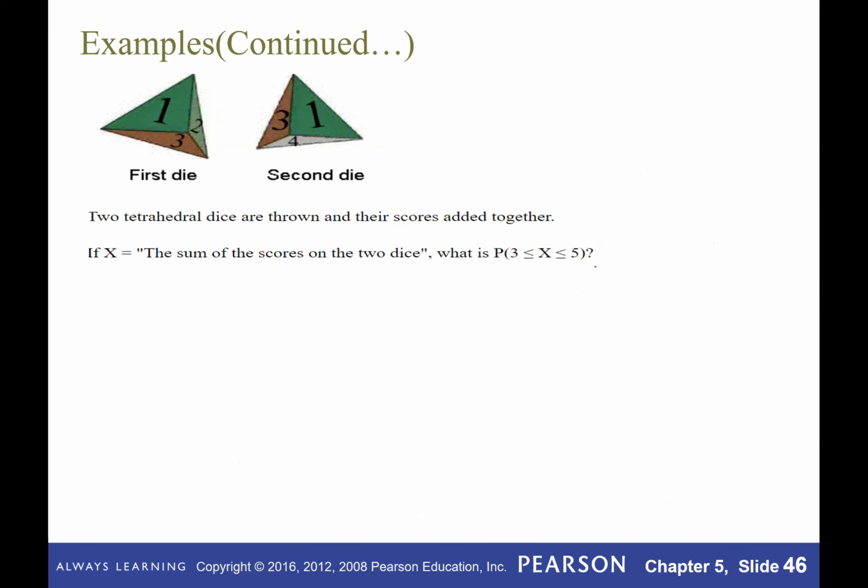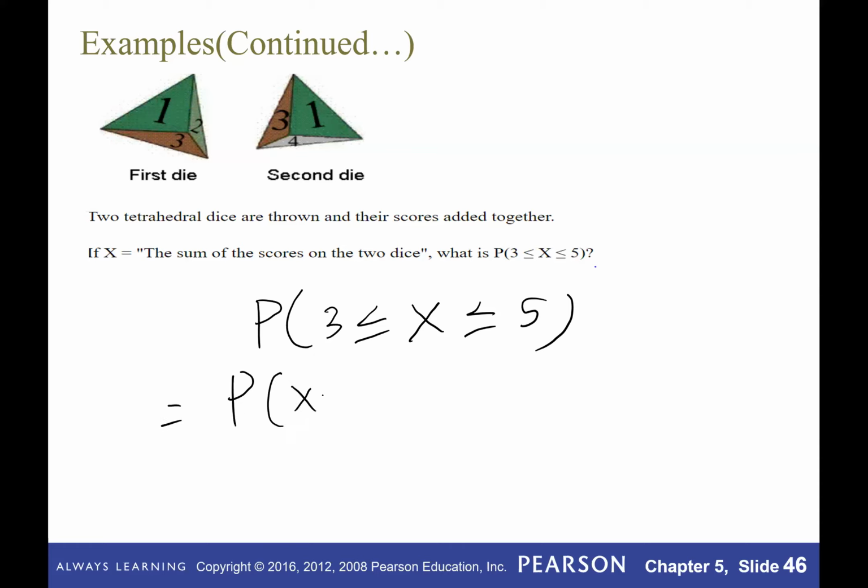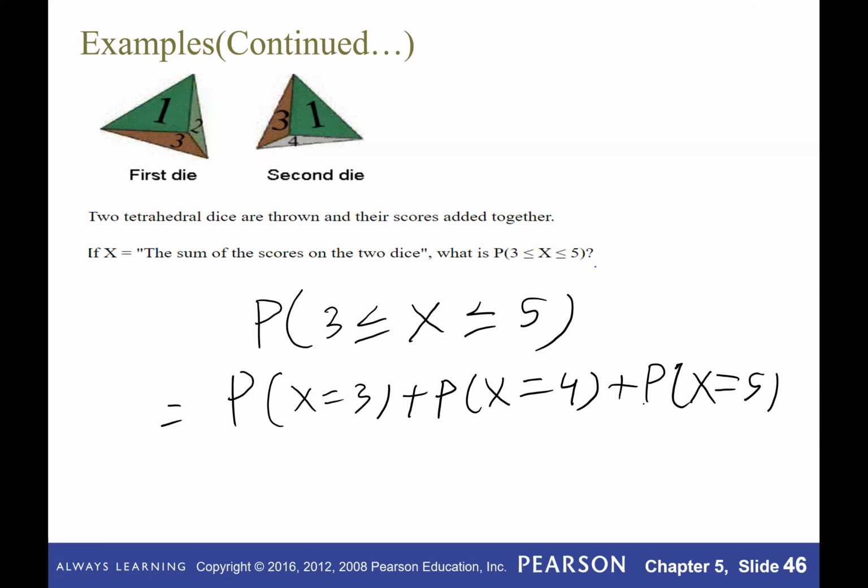Okay, so we have one more example. Two tetrahedral dice are thrown and their scores added together, and x is the sum of the score. Actually, it is the same example. Now we have to find the probability between 3 and 5. So that means it will be the probability of x equal to 3 plus the probability of x equal to 4 plus the probability of x equal to 5.